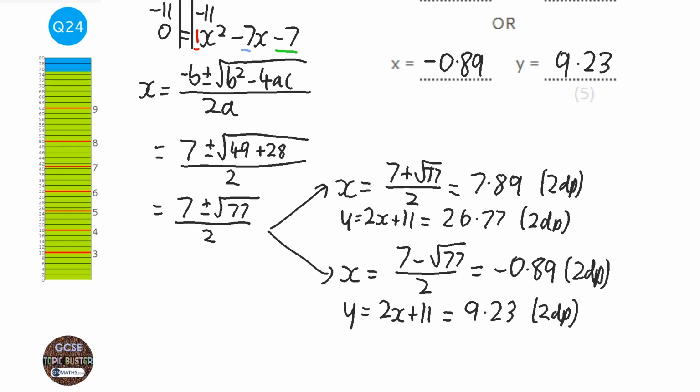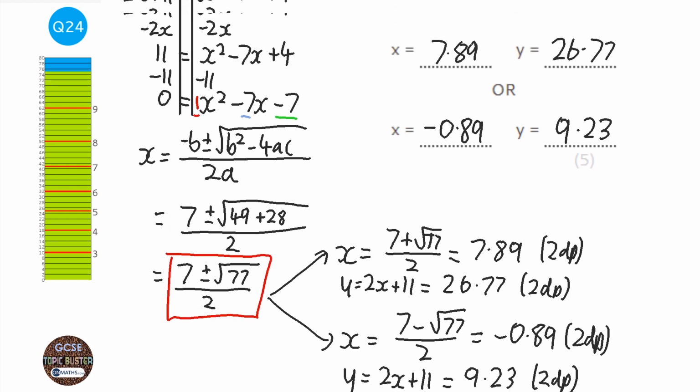So it takes a bit of time, but if you make sure you write this part here down, then you can just split it up into a positive and negative.